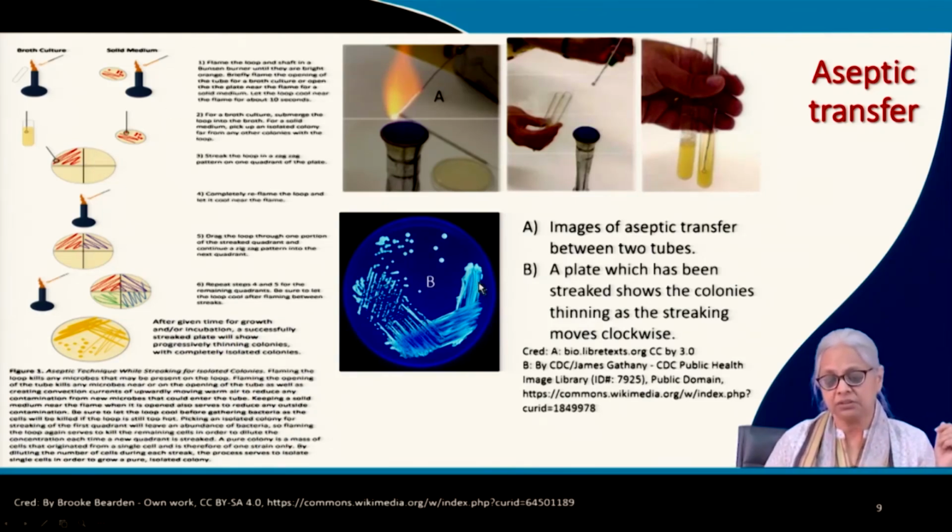So you can see how it's done. The heaviest growth is over here, that is the beginning of the streak. The last point on the streak plate is then used to transfer it to the next one, and you can see 1, 2, 3, 4 and 5 and finally 6th streak. The 6th streak has individual cells, and you can see the size of the colonies. They're very small, and that shows that individual cells have now been separated from each other. Otherwise, they're all overlapping each other.